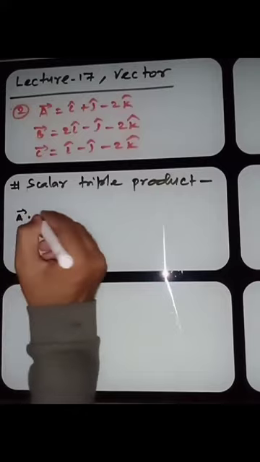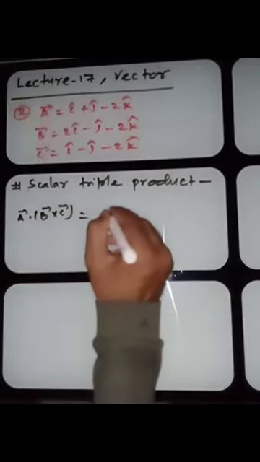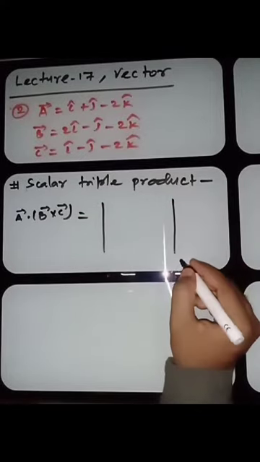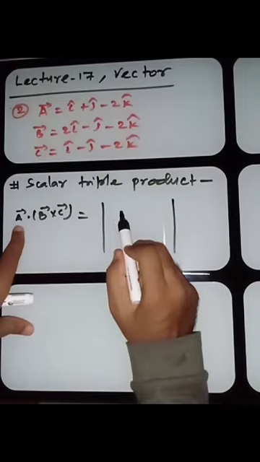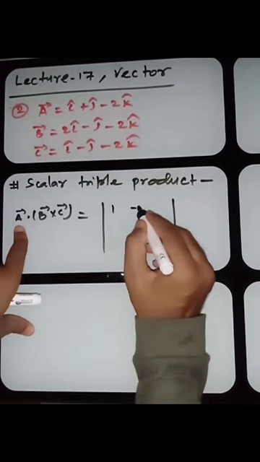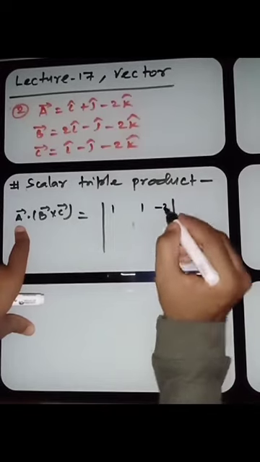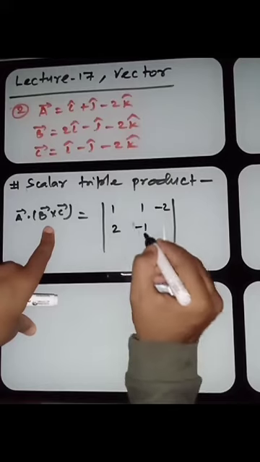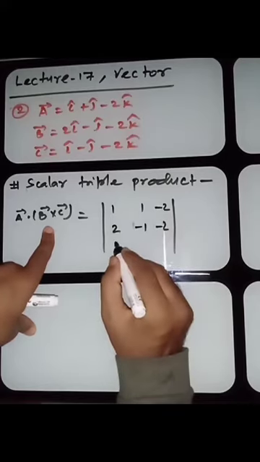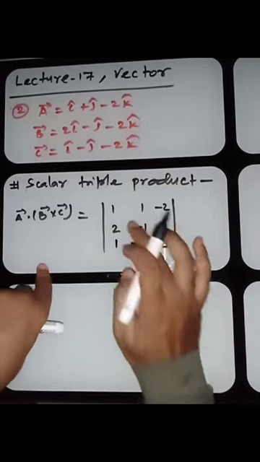Directly, we are going to find A dot B cross C. In the place of i, j, k, you will put the coefficient of vector A. It is 1, 1 and minus 2. Now put the coefficient of B and C. It is 2, minus 1, minus 2. Now 1, minus 1, minus 2. Okay, my dear students? Yes, this way.